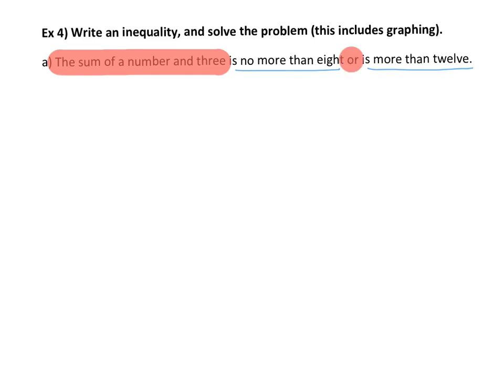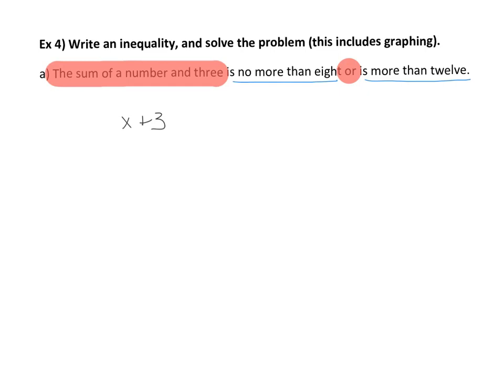All right, so sum of a number and 3. Sum means add. So I'm going to get x plus 3. Is no more than 8. So I put 8 over here, and no more than 8 means 8's my biggest. So the alligator eats the bigger number, and it can be equal to it. Or repeat the first part, x plus 3. So again, make sure that you're repeating the first part there. Is more than 12. So more than 12 means 12 is my smallest number.